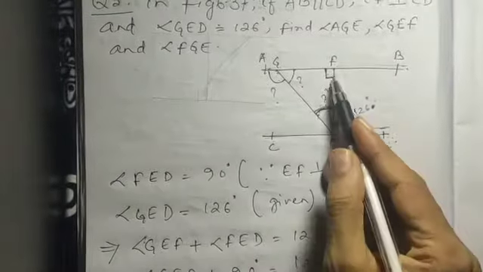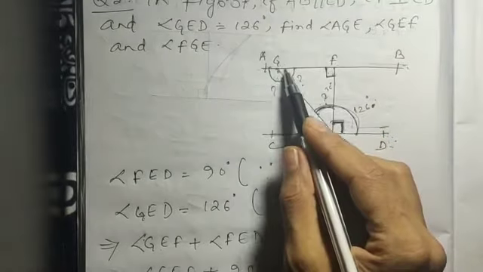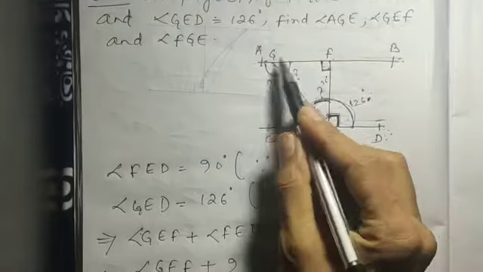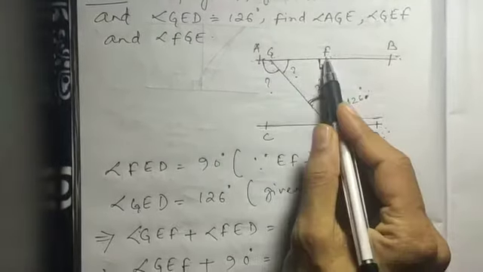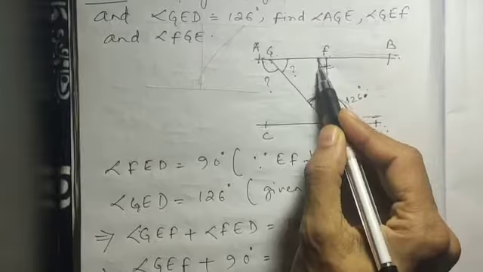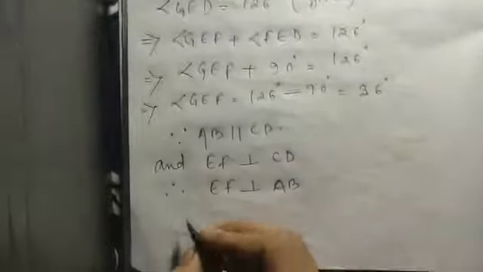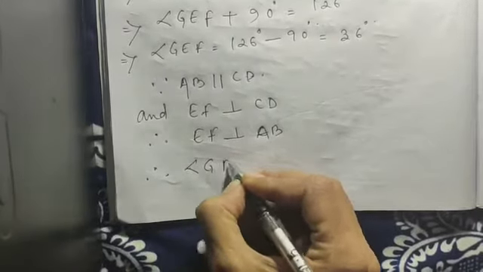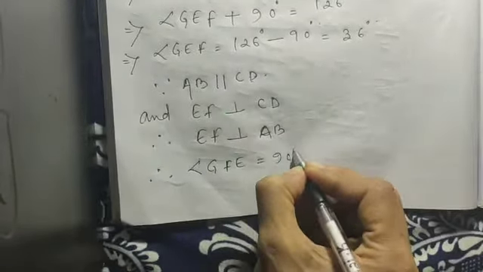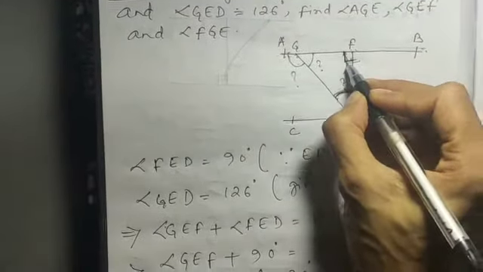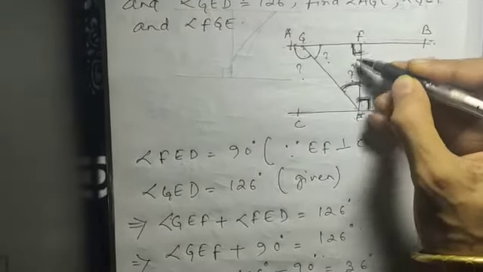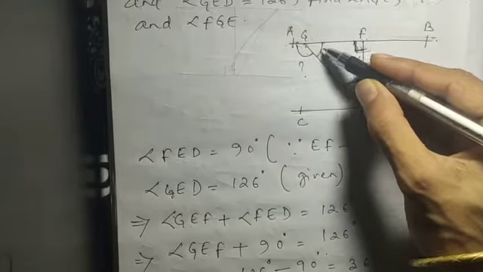Now see, EF is perpendicular on AB, that means angle AFE or GFE, whatever you say, is also 90 degrees because it is perpendicular. So therefore angle GFE is equal to 90 degrees. This is not asked to find out, but we have calculated it because with the help of this we will find out this angle.